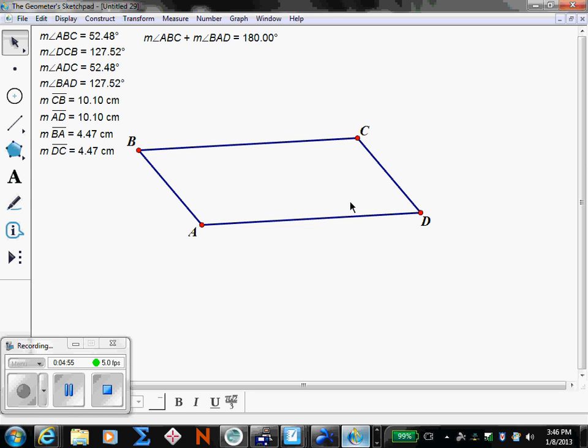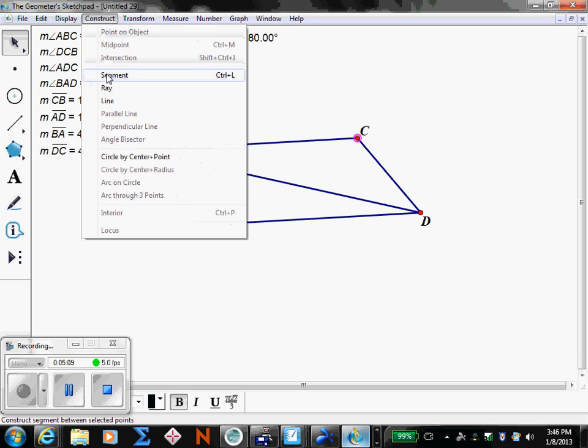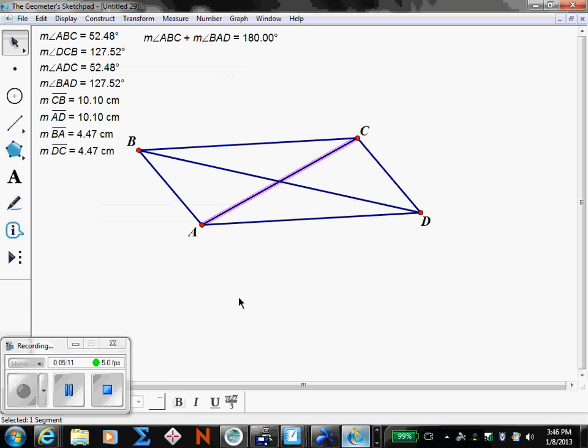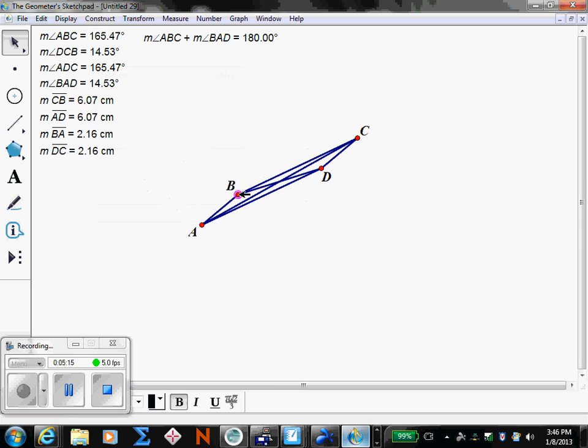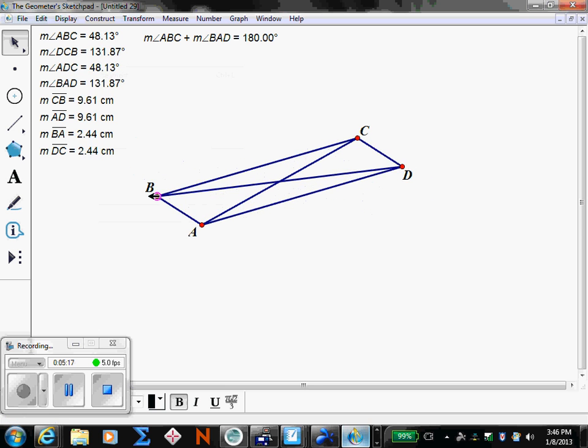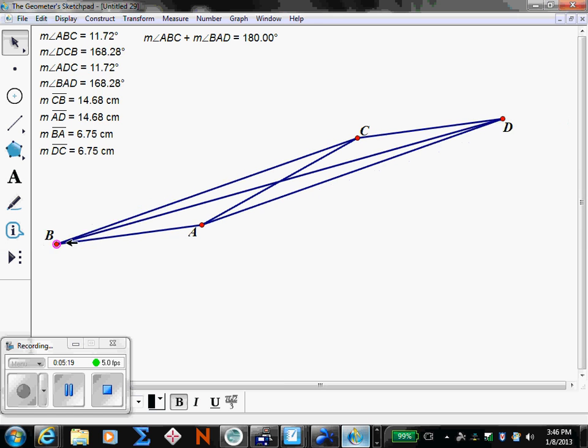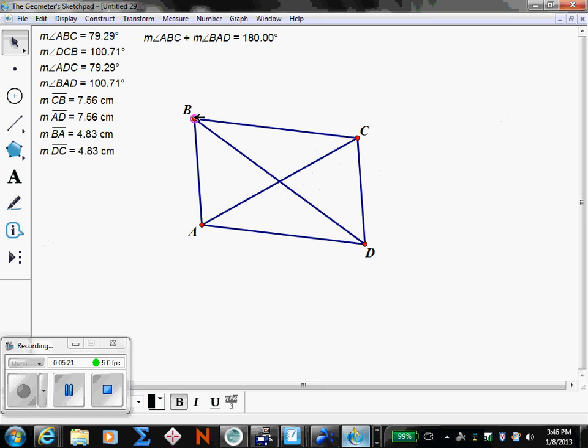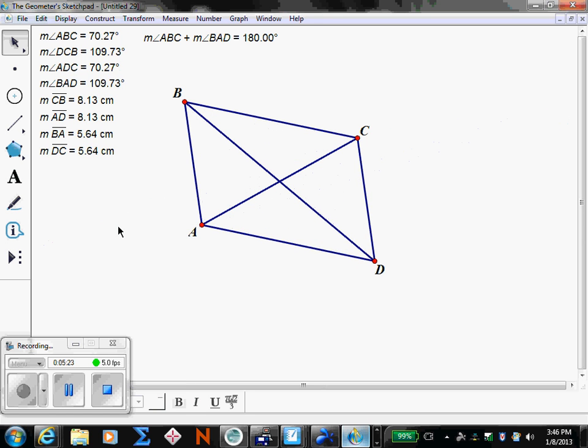And then we're going to do one more construction here. I'm going to construct the diagonals. Now, it's pretty clear that the diagonals don't have to be equal in length. You can make one diagonal much longer than another one. So that's not going to be what's special about it.